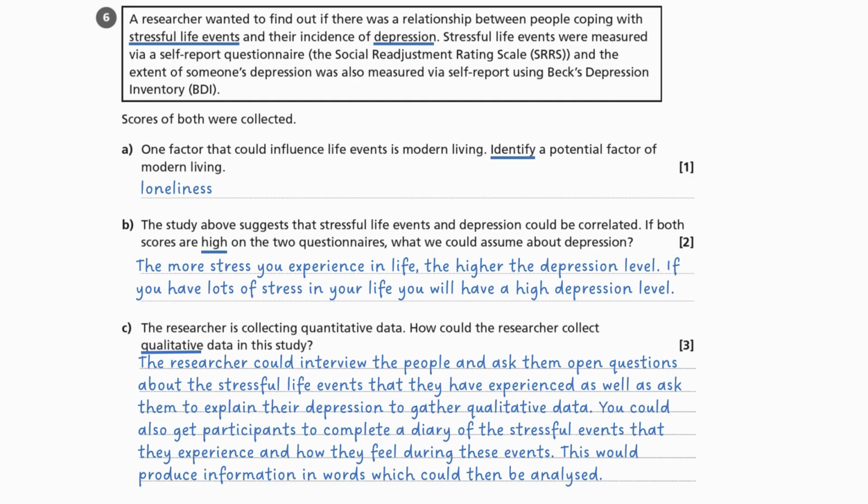You could also get participants to complete a diary of the stressful events that they experience and how they feel during these events. This would produce information in words which could then be analysed. So that's quite a lot of information for 3 marks, okay, but you need to think of lots of different ways that you could possibly gather qualitative data, and you need to make sure you're explaining it in relation to how you can measure stressful life events, as well as how you can measure depression.